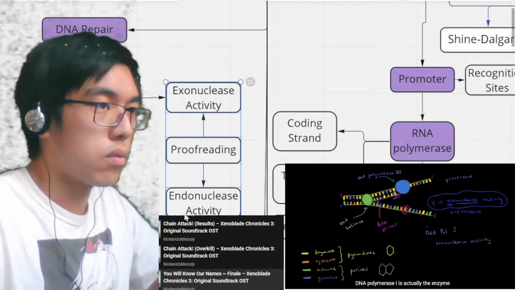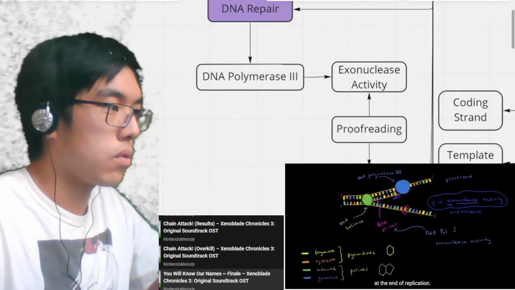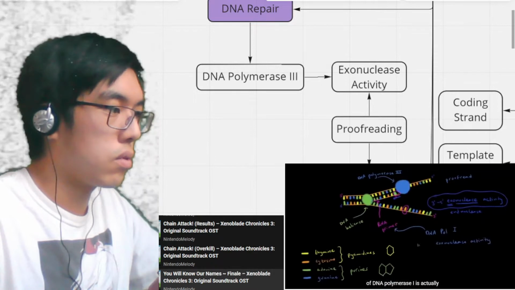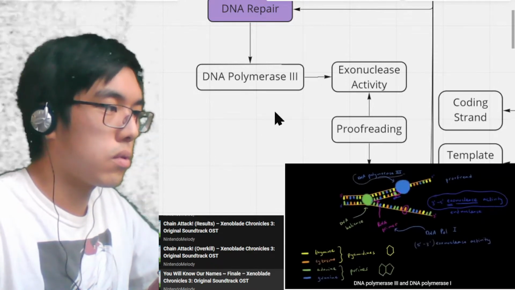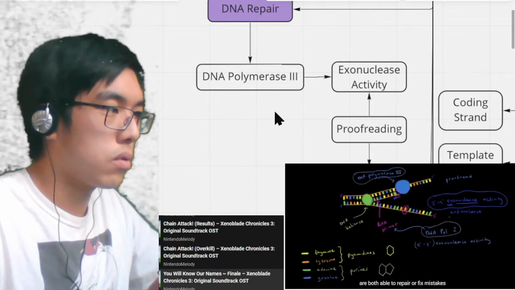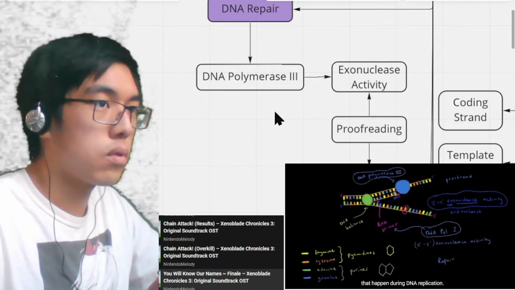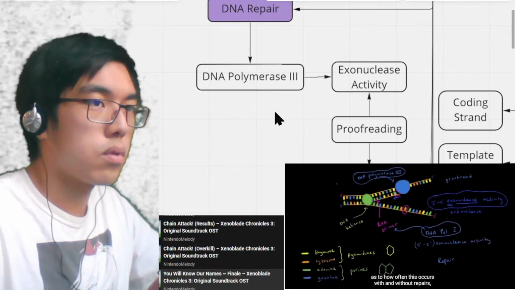And DNA polymerase 1 is actually the enzyme that will remove the RNA primer at the end of replication. And just as a side fact, the exonuclease activity of DNA polymerase 1 is actually in the 5' to 3' direction. So if you want, just keep that in mind. And so DNA polymerase 3 and DNA polymerase 1 are both able to repair or fix mistakes that happen during DNA replication. And just to give you some perspective as to how often this occurs with and without repair.